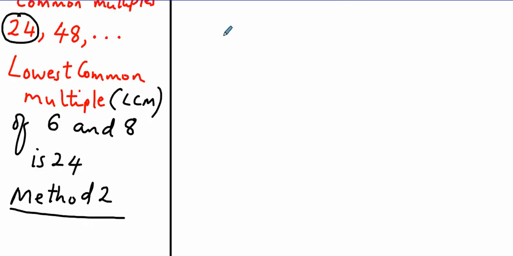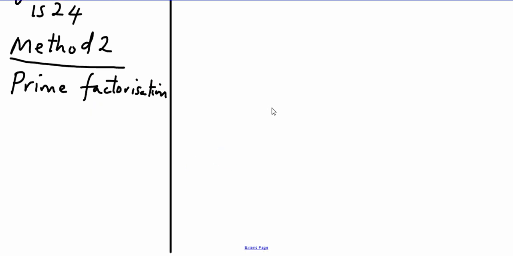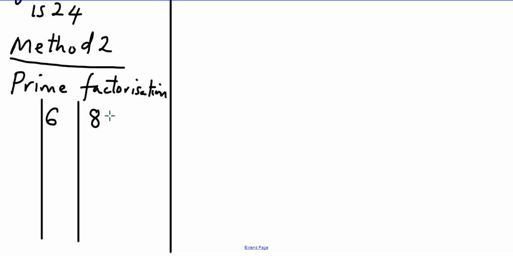Now method 2 is finding the LCM by prime factorization. See that? Now how is this done? It's very easy. You put the numbers over here. The numbers are 6 and 8. Keep a border between those two numbers. Let me use a clear border. Here we go. Put the borders like so. See that? Let me continue.